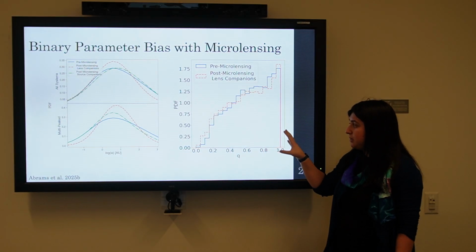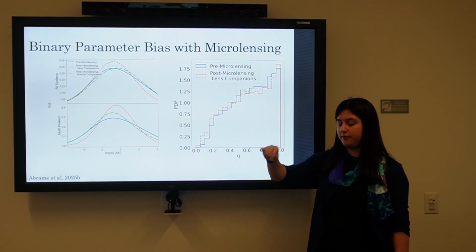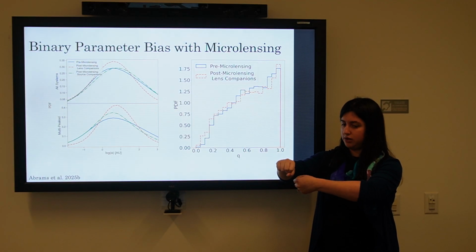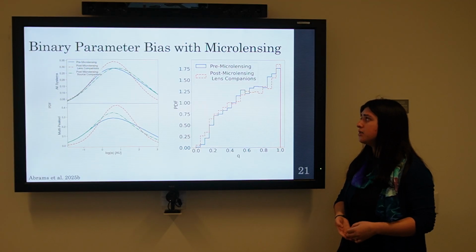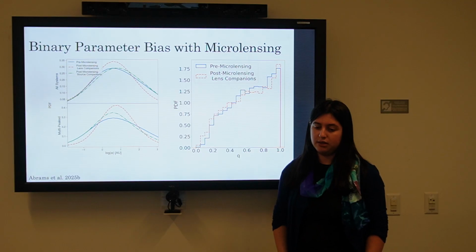We also looked at the same thing for the mass ratio distribution. So that's the ratio of, for example, the mass of one divided by the mass of the other component of the binary. And we actually didn't see a significant difference between the pre-microlensing and post-microlensing companions.